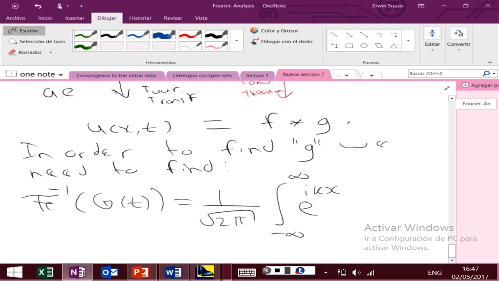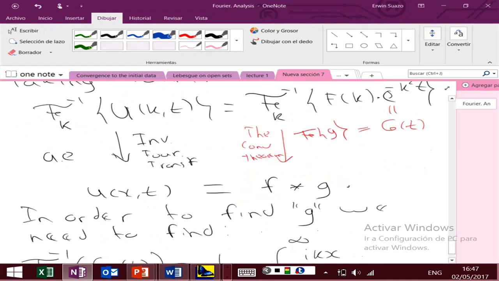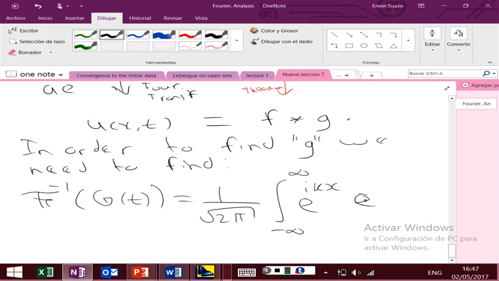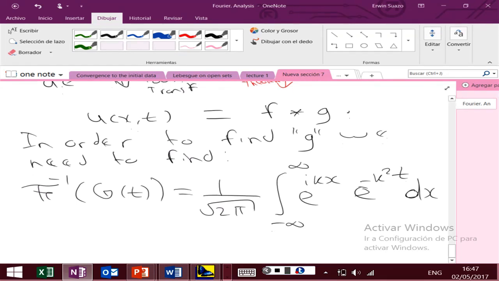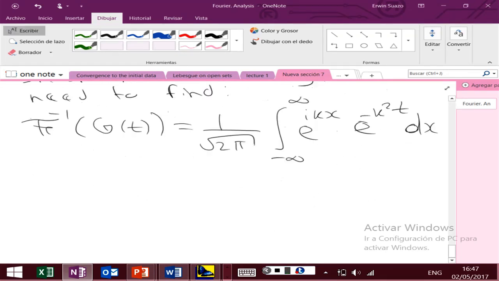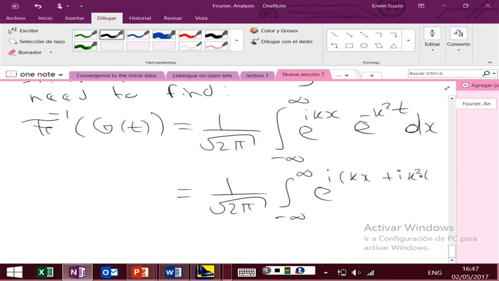But who is G of t? G of t is e to the minus k squared t, and this is dk. So we need to find that integral. This looks like 1 over square root of 2 pi, integral of e to the i, if we factor i, that will be i kx plus i k squared t. Agree? So I just factor i, and that's the way my integral looks.